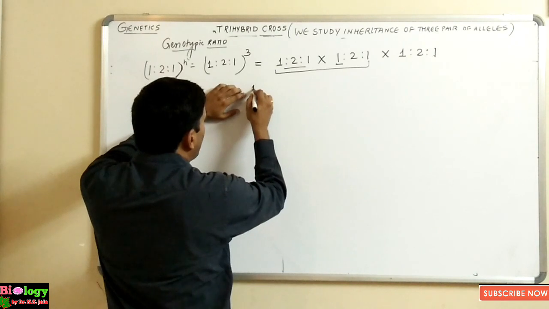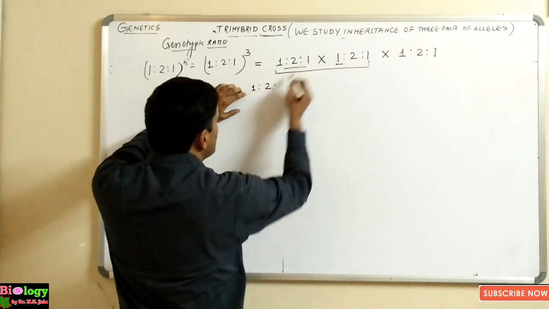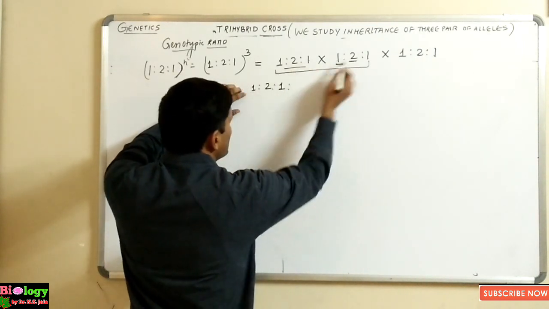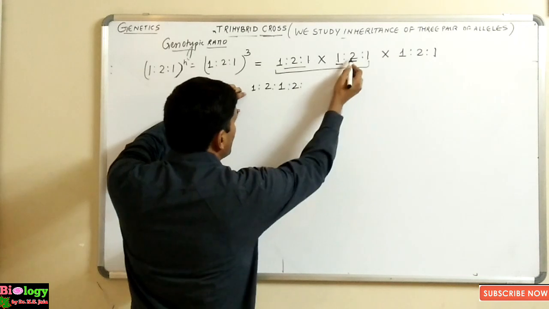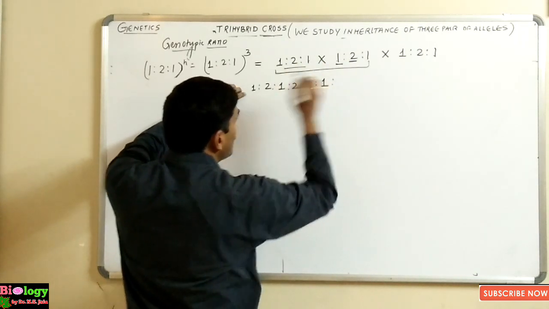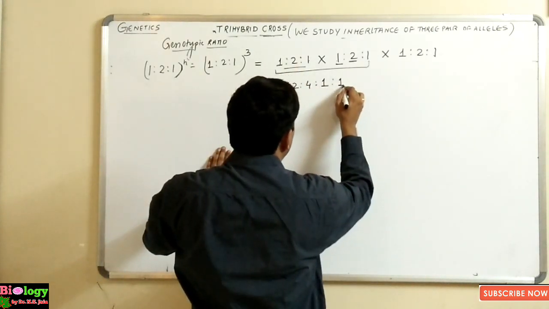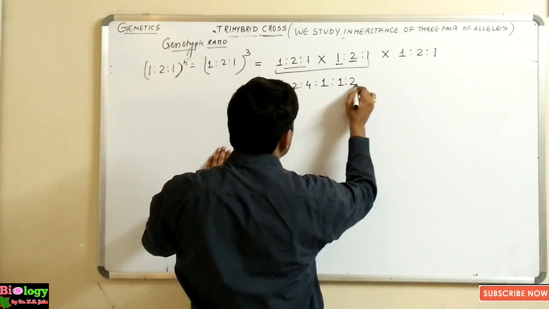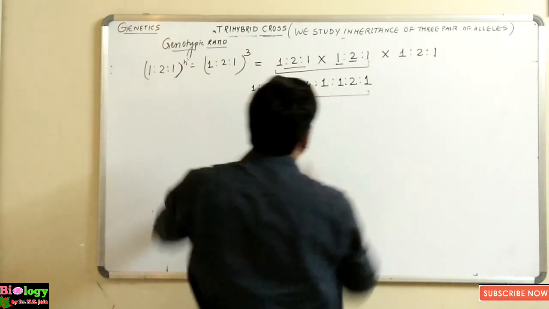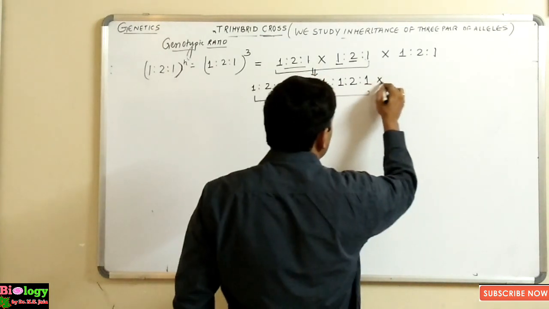Have a look here. 1 times 1 is 1, 1 times 2 is 2, 1 times 1 is 1, okay? Then multiply 2 with these 3 digits: 2 times 1 is 2, 2 times 2 is 4, 2 times 1 is 2. Then multiply the last 1 with these: 1 times 1 is 1, 1 times 2 is 2, 1 times 1 is 1. I have got this by multiplying these two. Now cross with this one.